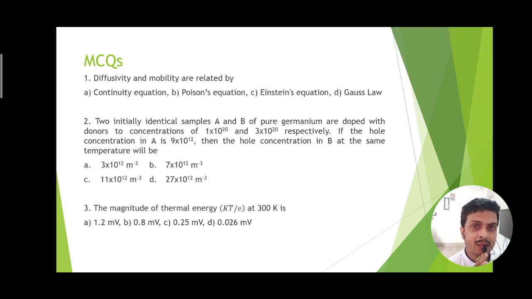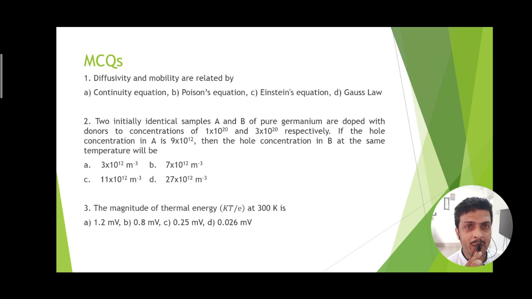For the second question, two initially identical semiconductor samples, A and B, of pure germanium, are doped with donor concentrations of 1 into 10 to the power 20 and 3 into 10 to the power 20 respectively. If the hole concentration in A is 9 into 10 to the power 12, then the hole concentration in B at the same temperature will be?